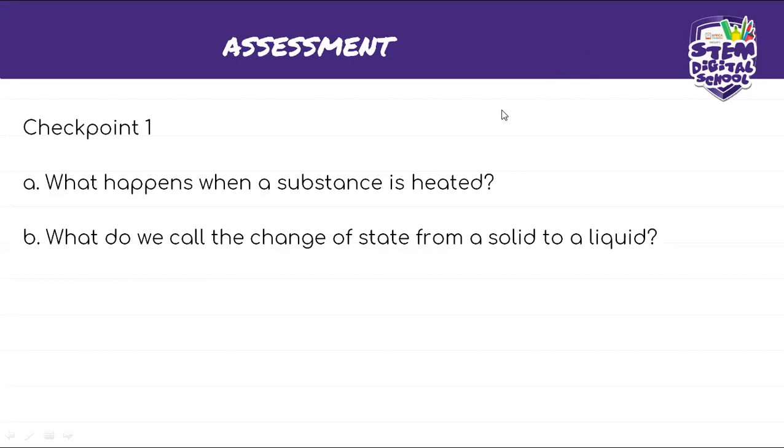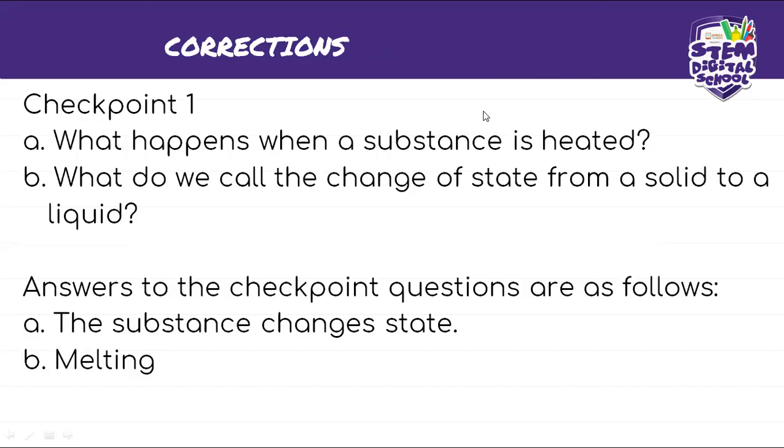Now, let me see those who will get the total. Remember, I said this is 2, this is also 2. So just keep your answers across and then let's see. Perfect. So what happens when a substance is heated? The substance changes state. Okay, the substance melts, as some of you are saying. What do we call the change of state from a solid to a liquid? It's called what? Melting. So you all got that correct.